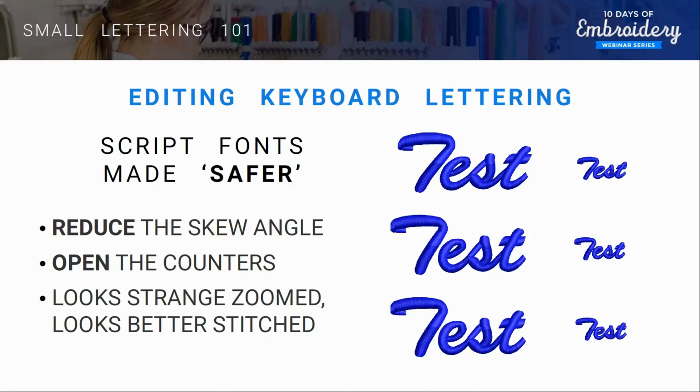You can pull that entire column right to the halfway point so that there's an equal amount of space between the top curve of the e and the middle curve, the loop, and then the bottom curve that goes up into the s. You can actually make that equal. And as you can see here, it looks a little strange zoomed, but it looks better stitched. Once you get it to its actual size, it's not very noticeable. What is noticeable is that your lowercase e's don't close anymore.